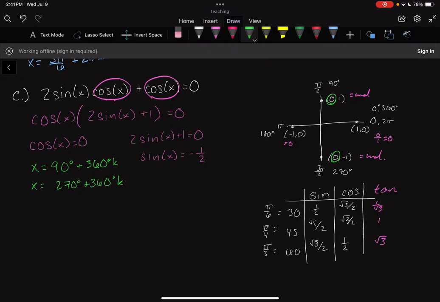For sine x equals negative 1/2, I have a reference of 30 degrees, but sine is going to be negative in 3 and 4. So here I'm going to get, for quadrant 3, 180 plus 30 would be 210 plus 360k. And then in quadrant 4, it would be 330 plus 360k.